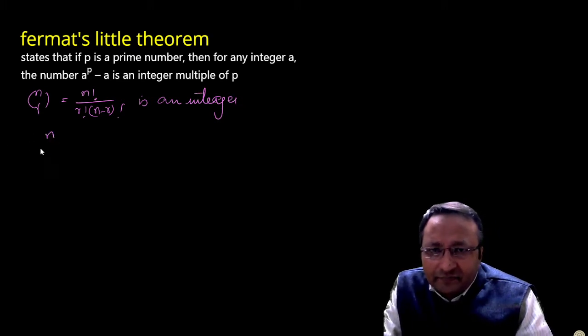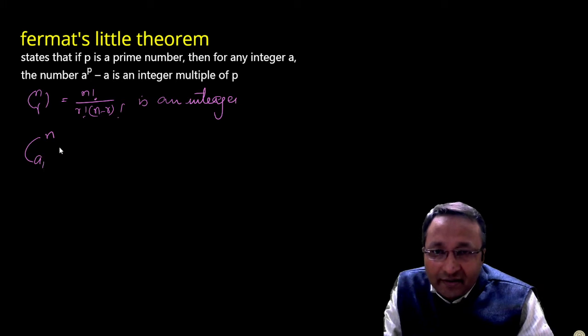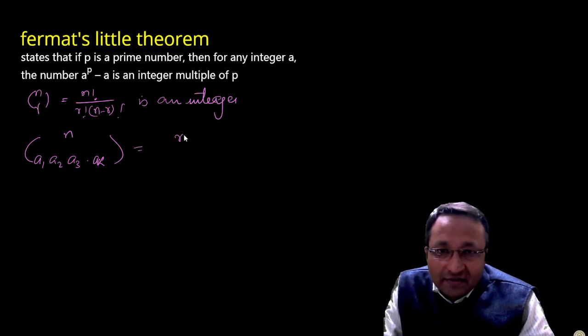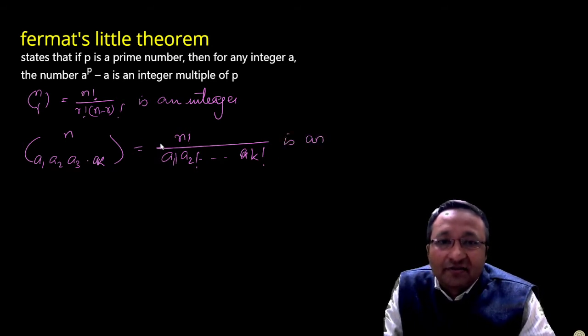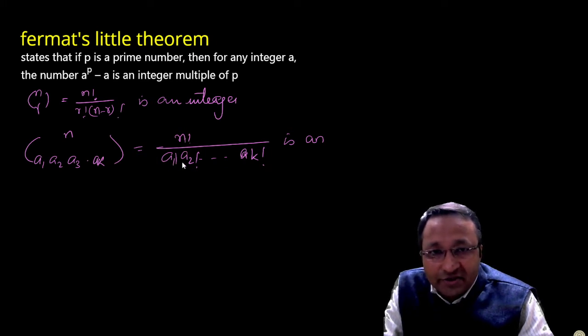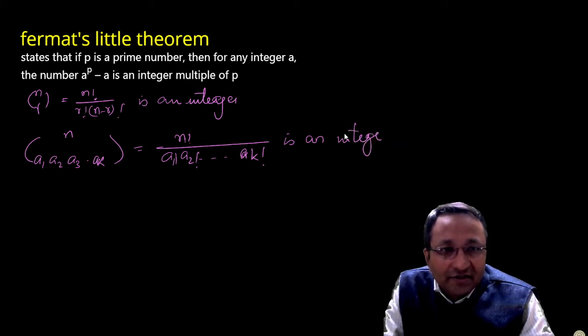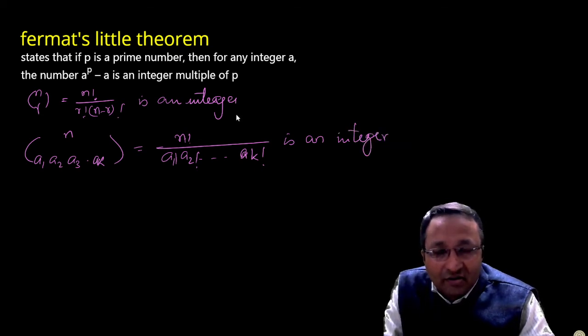Second, I take this coefficient, n choose a1, a2, a3, up to ak, which is basically n factorial upon a1 factorial, a2 factorial, and so on up to ak factorial. It is also an integer because this represents the number of ways of arranging n objects of which a1 are alike of one kind, a2 are alike of another kind. This is dealt with in initial combinatorics in all classes of high school.